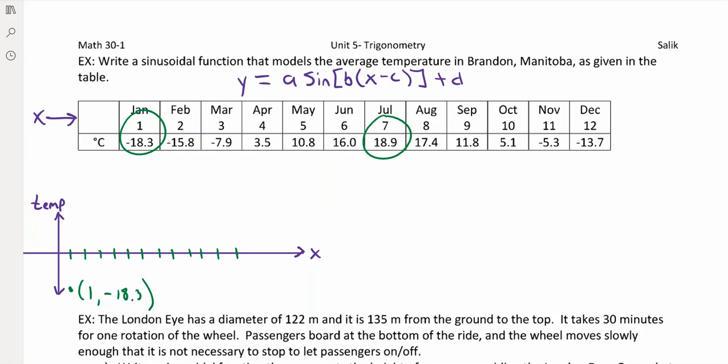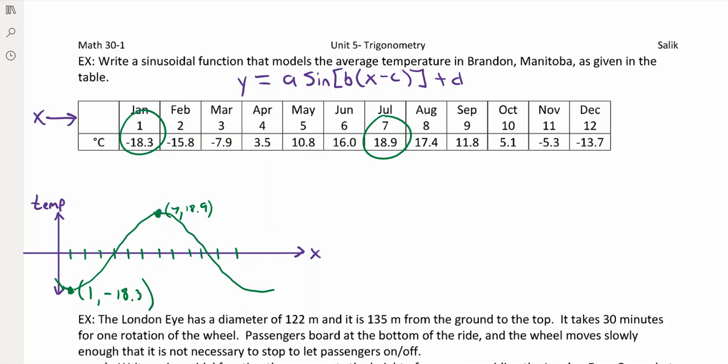And then the next point is when x is 7: 1, 2, 3, 4, 5, 6, 7. So that's going to be up here. That point would be at 7 comma 18.9. Now that's good to get us started, because now we can see there's my minimum, and then it would come up to my maximum, and then go back down again, and this thing would repeat the pattern, right? So let's see if we can make some sense of this.